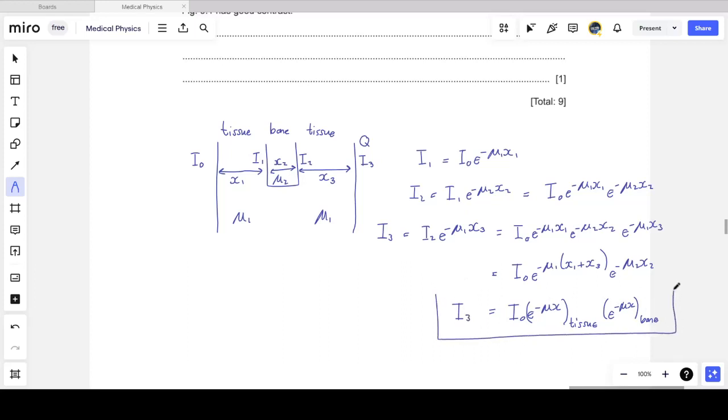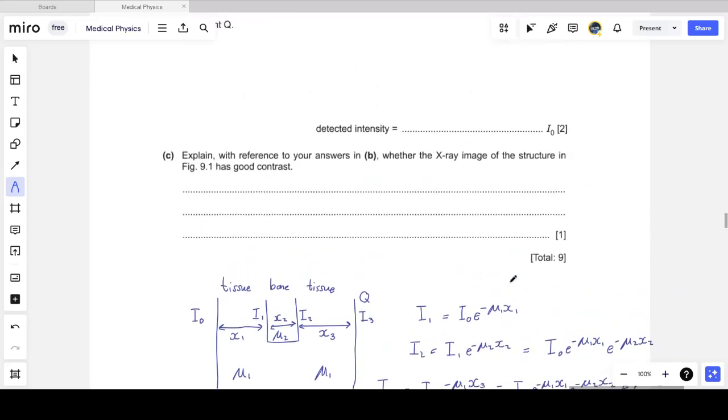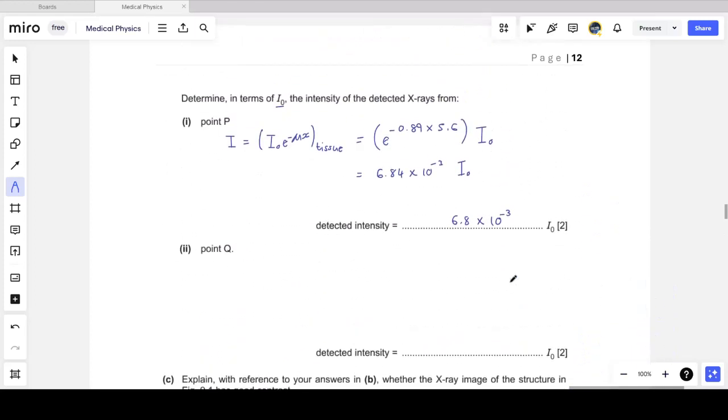And so you may see this in the mark scheme, but not sure how we get that. So this was a little bit of extra mathematics, which you don't need to do, but you could do it to prove to yourself this is why the mark scheme takes the initial intensity and multiplies it by the product of the exponential terms for each of the structures.